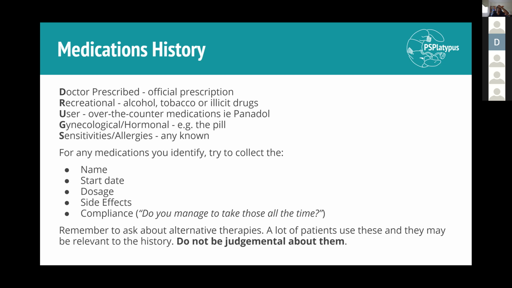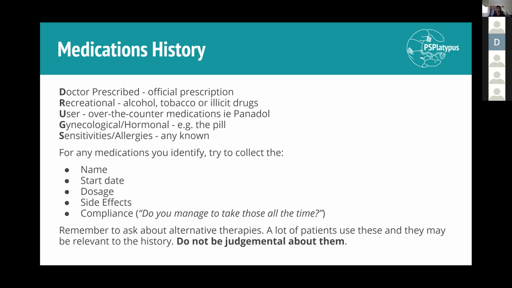So what each of those means: doctor prescribed, they've gone to a doctor, they've got a prescription, they're taking it. Recreational, alcohol, tobacco, or illicit drugs, and we do need to know about all of these, and we will be confidential, especially about illicit drugs. User drugs is like, you go to the pharmacy, you get Panadol, you don't need a prescription, that sort of thing. Gynecological and hormonal, so like the pill, something like that.